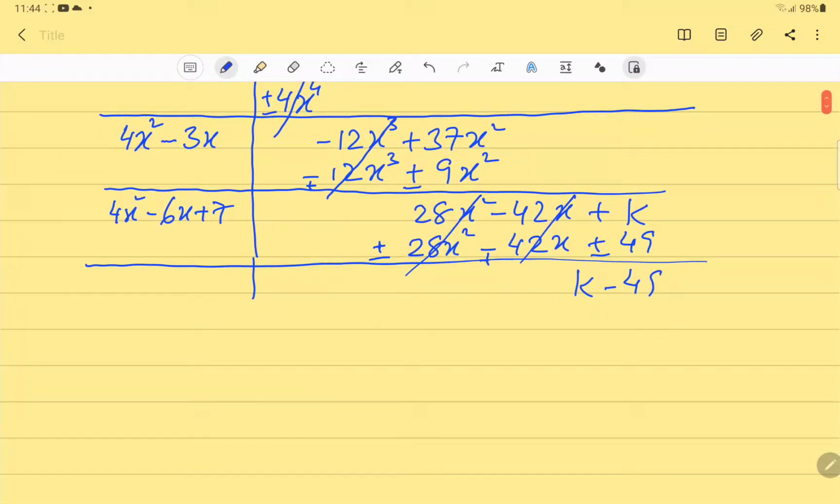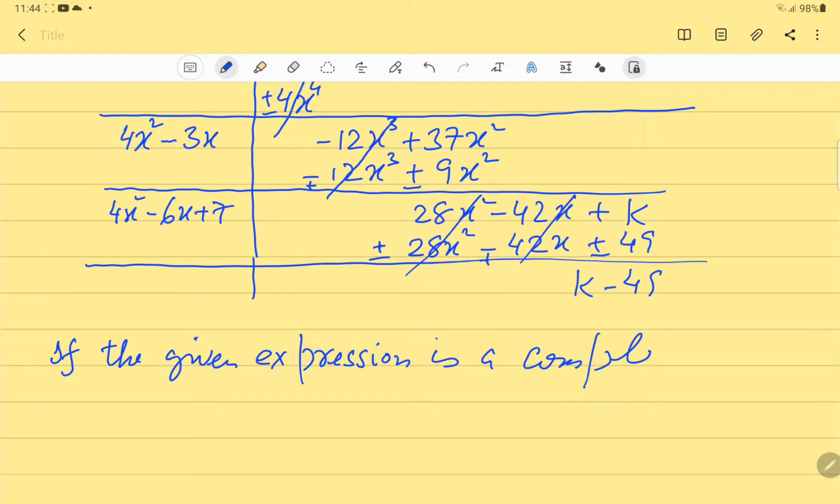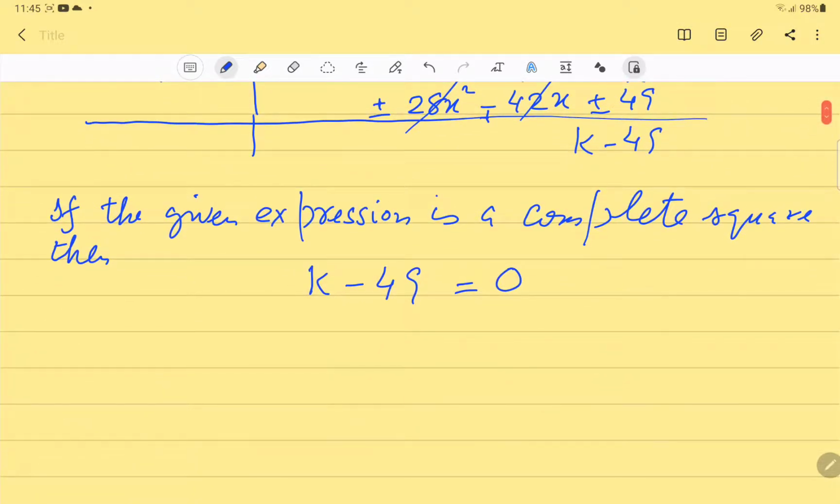If the given expression is a complete square, then k minus 49 should be equal to 0, which means k is equal to 49.